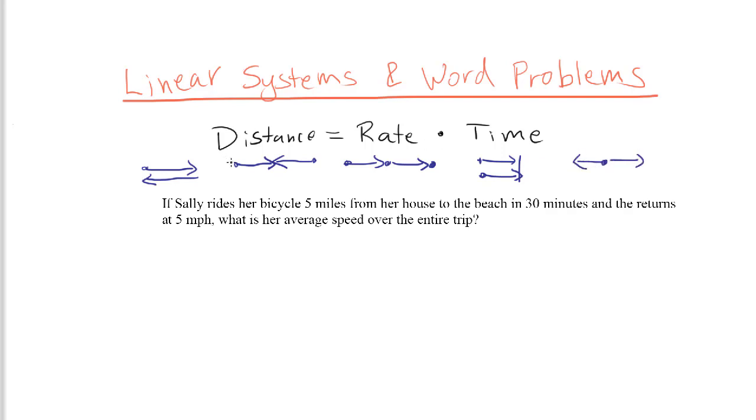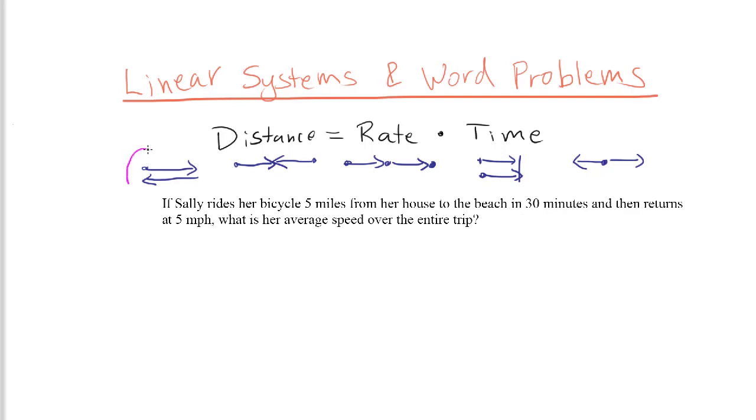Regardless of these few typical distance equals rate times time scenarios, they always have 2 legs to the journey, which means you have 2 distance equals rate times time equations to set up, and possibly a total distance equals rate times time equation to help you work through the systems of equations. So let's look at this example. Sally rides her bicycle 5 miles from her house to the beach in 30 minutes and then returns at 5 miles per hour. What is her average speed over the entire trip?